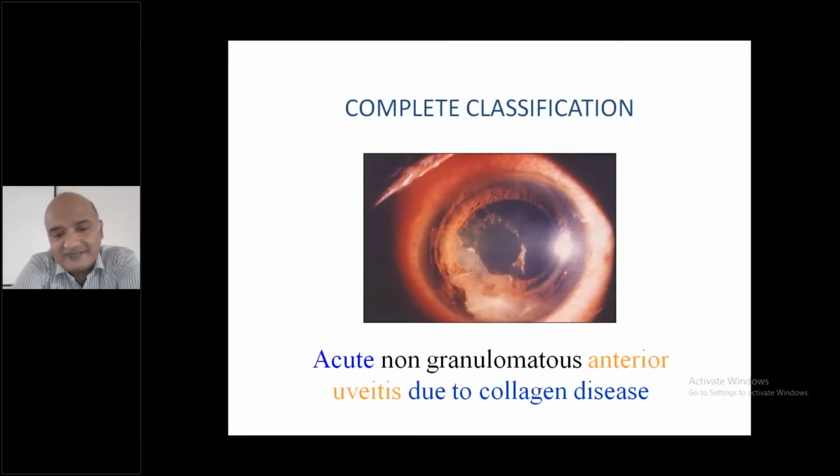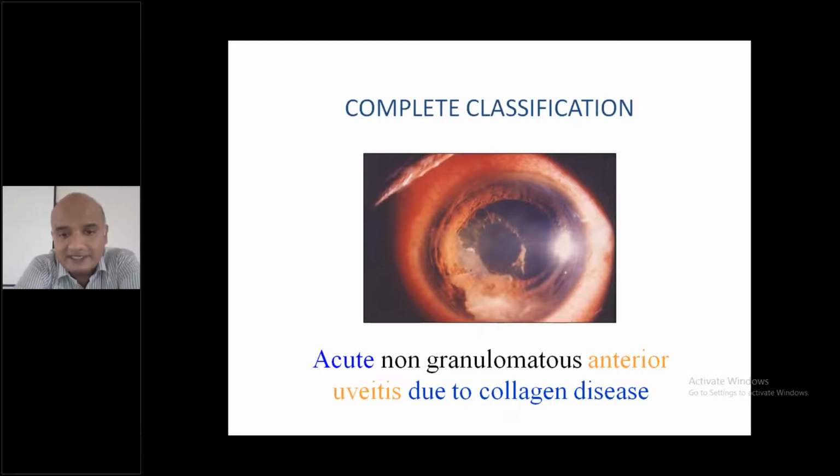Now, based on all these classifications, if you want to describe this particular picture, you can see there are a lot of posterior synechiae on the lens. There is a membrane behind the cornea, and the pupil is dilated. The iris is stuck onto the lens, and you can see a lot of KPs on the cornea. So based on all these classifications, finally you can describe this particular type of uveitis as acute non-granulomatous anterior uveitis due to collagen disease.